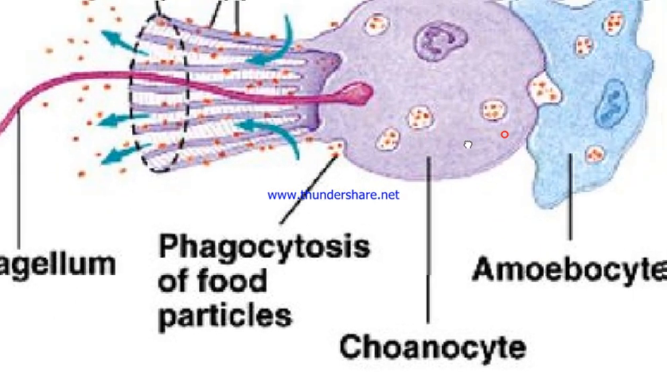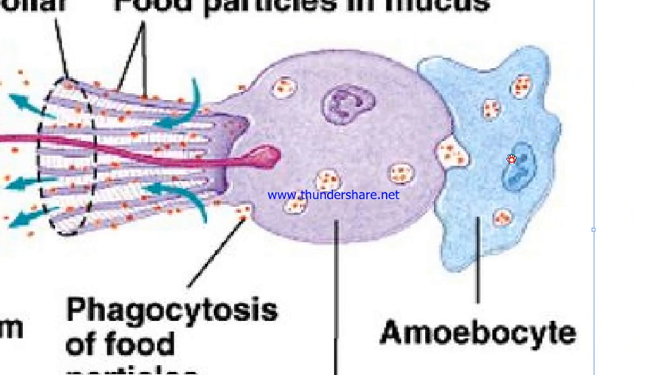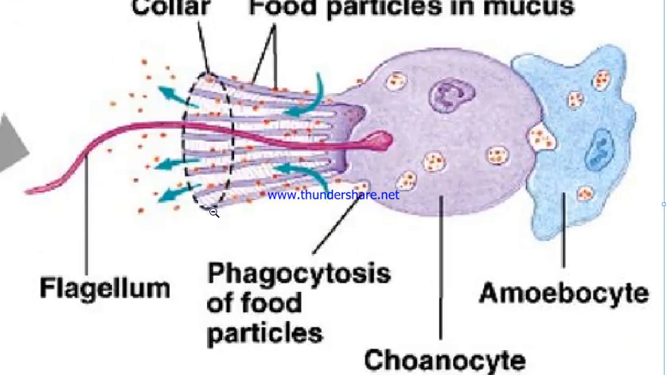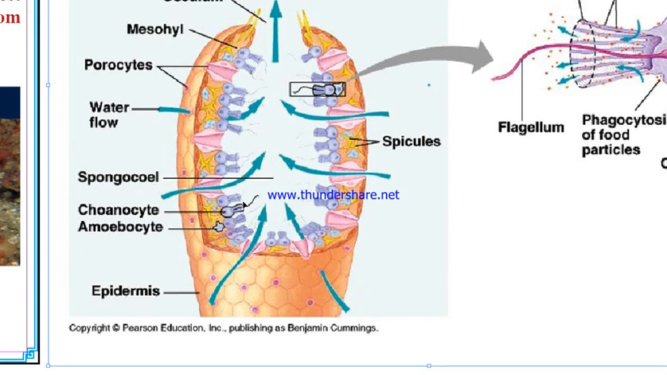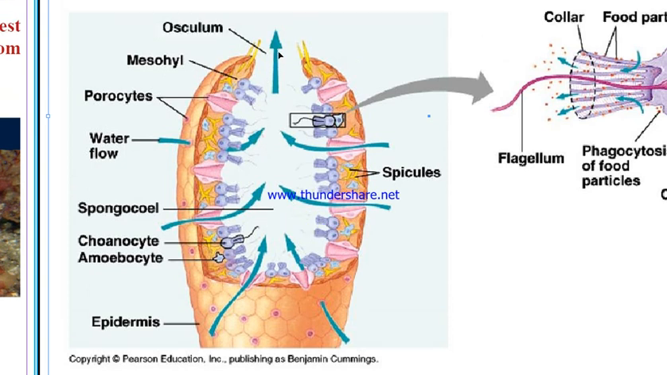choanocytes, and then from choanocytes the foods are passed to the amoebocyte, and from the amoebocyte the digested nutrient will pass throughout the body. That way the food is digested, and the water which does not have microorganisms, which has been cleaned, comes out of the osculum. That is why this is not a mouth. This osculum is not a mouth. They do not eat from here. Okay, any confusion?